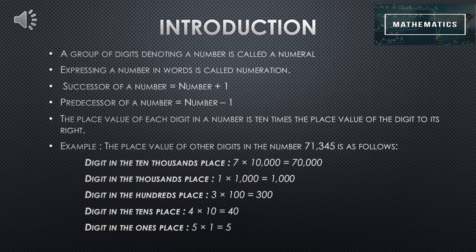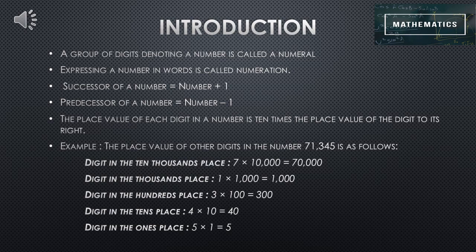Now, what is successor? If we have any number, then the next number will be its successor. And what is predecessor? If we have any number, then the previous number will be its predecessor. For example, if you have 10 with you, then its successor will be 10 plus 1, that is 11, and its predecessor will be 10 minus 1, that is 9.